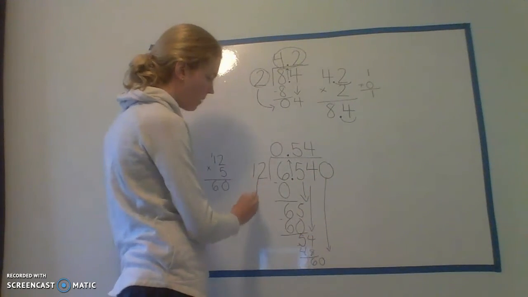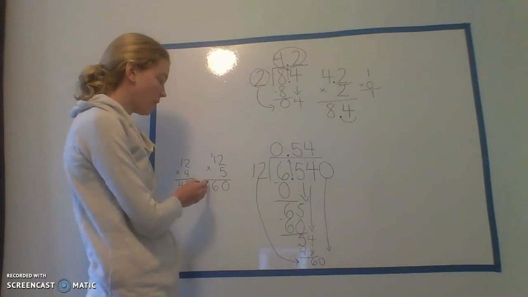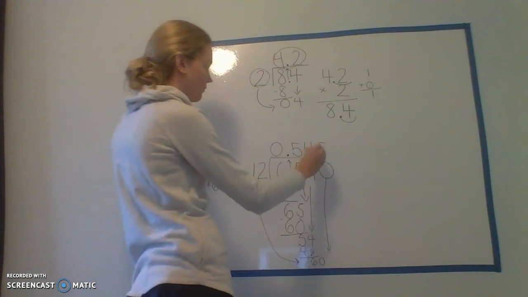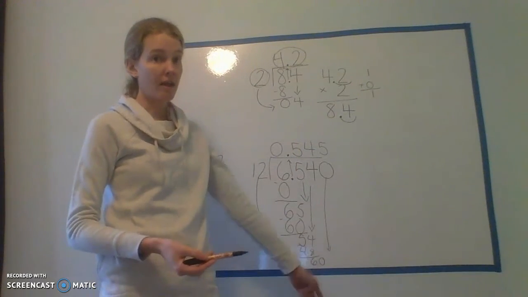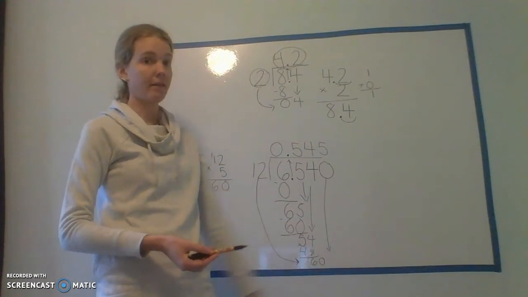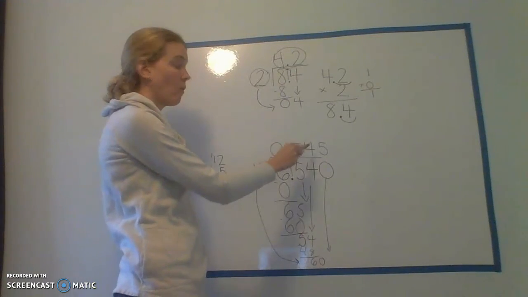Now I say, how many times does 12 go into 60? Well, we did that math before. It's still right here. We know that it goes in 5 times. 5 times 12 is 60. Now we're not going to have any other numbers at the bottom because 60 minus 60 is 0. So my answer is 0.545.